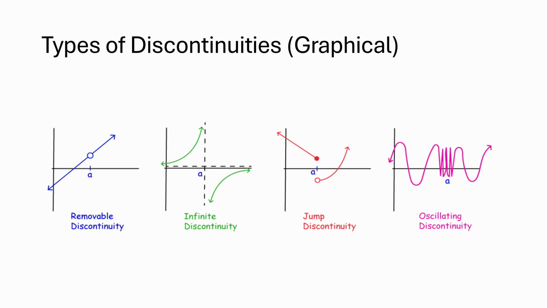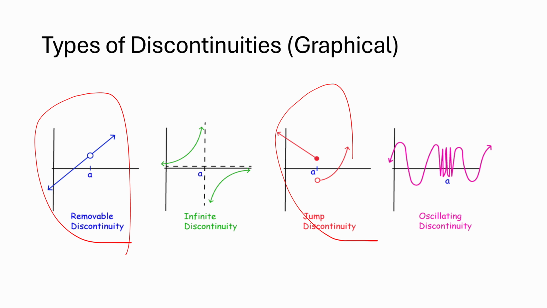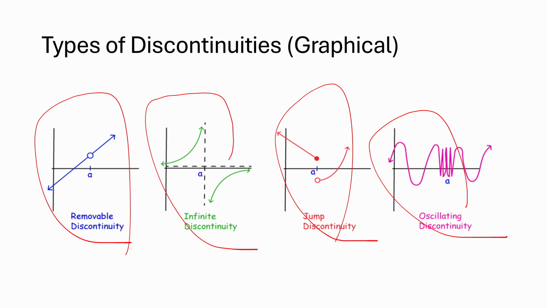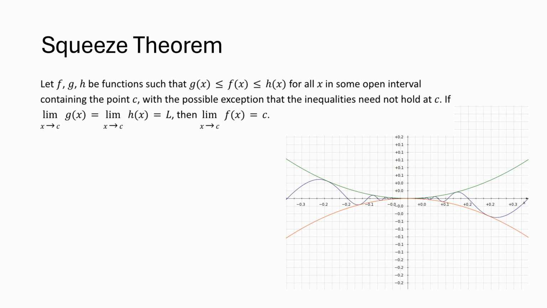And this is a graphical example of types of discontinuities. Removable discontinuity is just a hole. Infinite is going to infinity or negative infinity. Jump discontinuity is just a break, and oscillating discontinuity is an oscillation at a specific point.